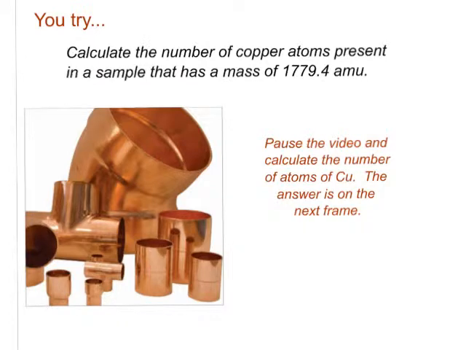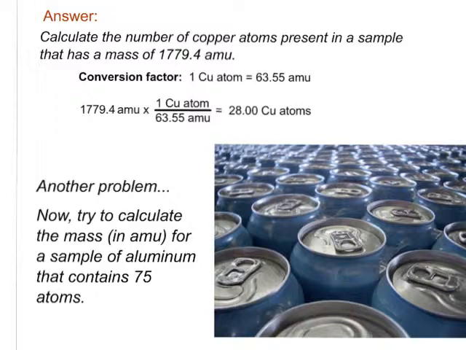So you try. Calculate the number of copper atoms present in a sample that has a mass of 1,779.4 atomic mass units. You can pause the video, try that on your own, and see if you get the right answer. So the answer is 28.00 copper atoms. Here's how we do the problem.